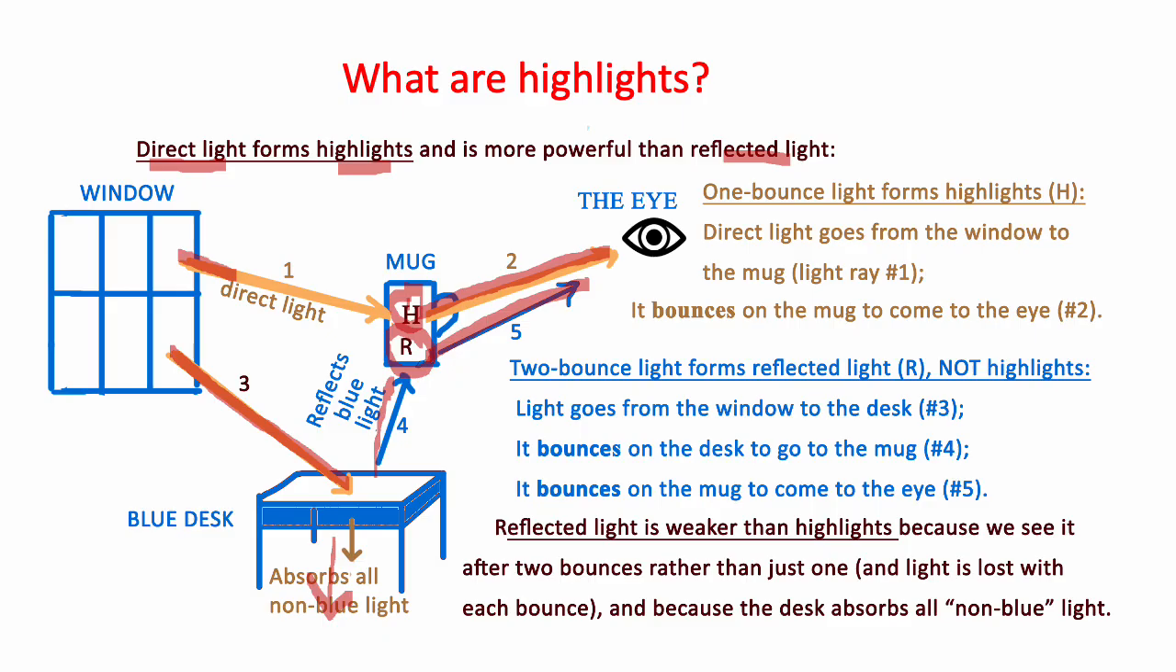The highlight has one bounce on the mug, whereas the reflected light has two bounces. It bounces on the desk and it bounces on the mug. Reflected light is weaker than the highlights for two reasons. One, because it has two bounces rather than one, and light is lost with every bounce. And secondly, because the desk absorbs all non-blue light. So in both cases, it loses energy.